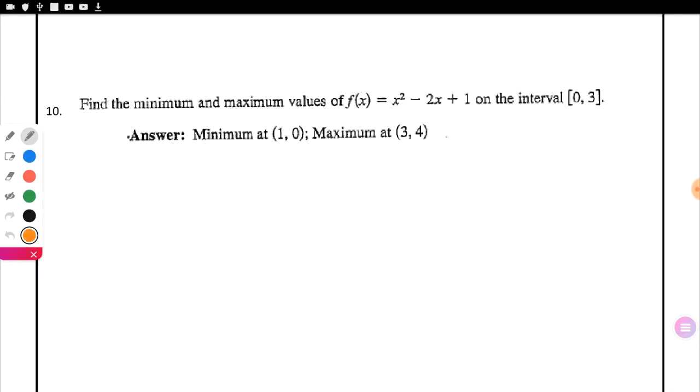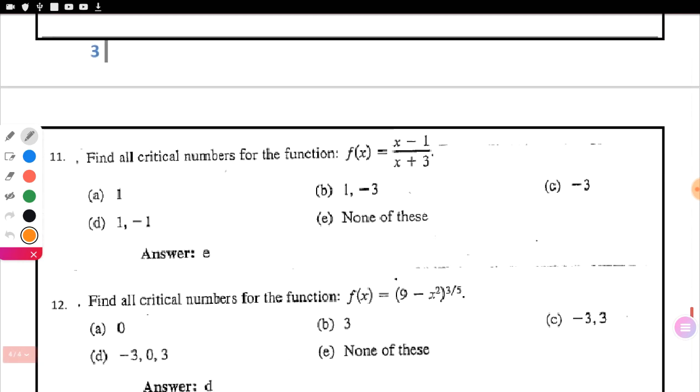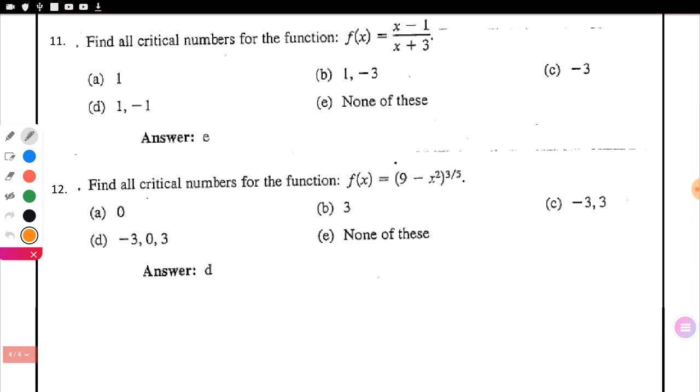For question number 10, this question will not be included in this quiz because it talks about absolute extrema. I will not solve it, but maybe I will solve one like this later in the revision for the final exam. Here for this one, find all critical numbers for the function.